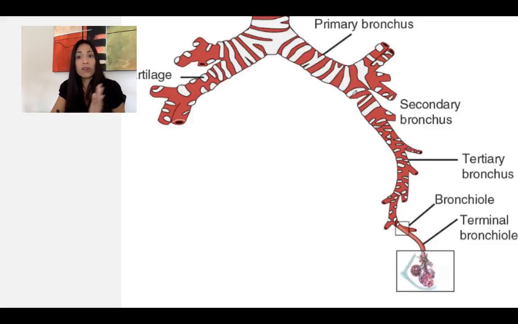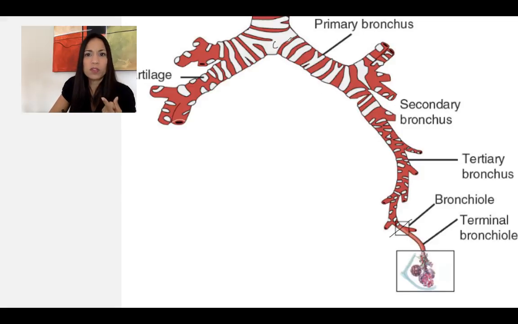But as we move further, into the terminal bronchioles, they start to lose, the white is cartilage, so they start to lose cartilage. The cartilage tissue gets less and less frequent, okay? After the bronchioles, we have reached the level of the bronchioles, we don't have cartilage anymore.